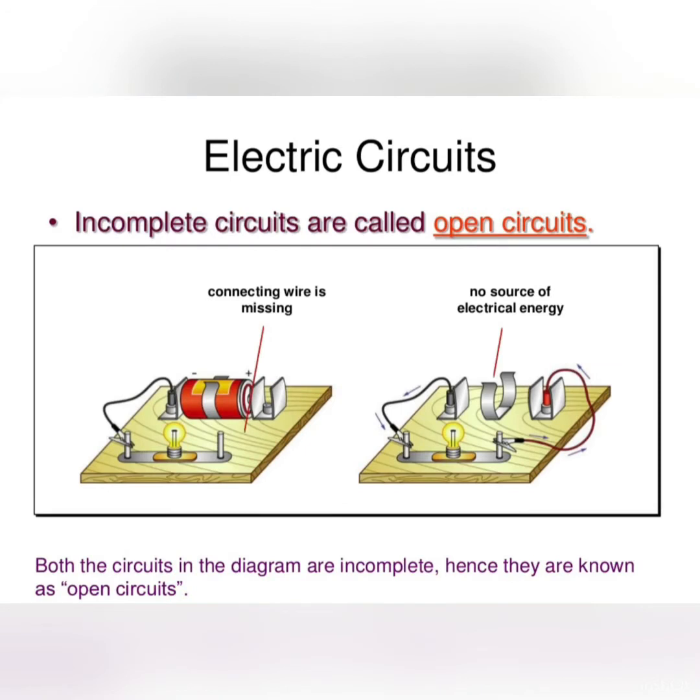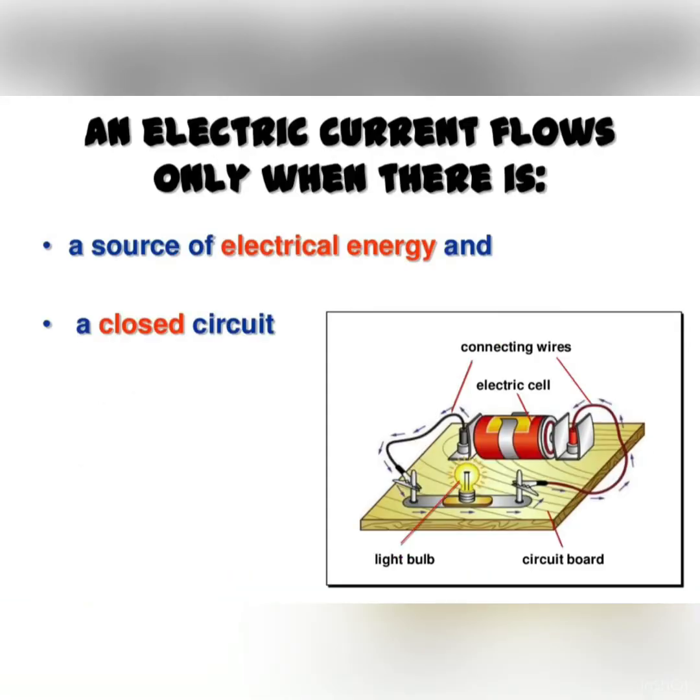Now, what are open circuits? Incomplete circuits, where there is a break in the path of the circuit, are known as open circuits. Here you can see the source of current is not connected to the bulb, and here the source of current is missing. That's why it is called an open circuit and no current will flow. For an electric current to flow, a source of electrical energy and a closed circuit are needed.